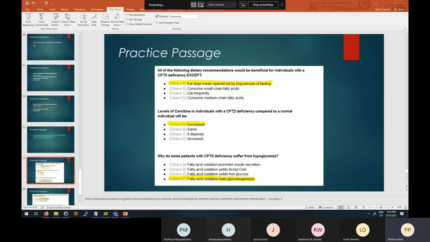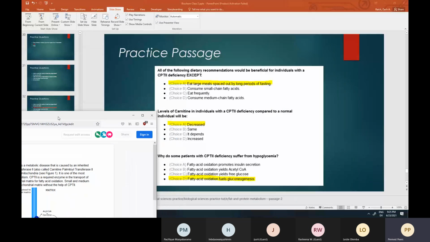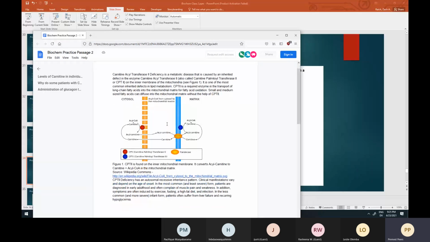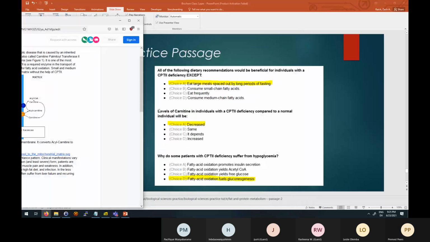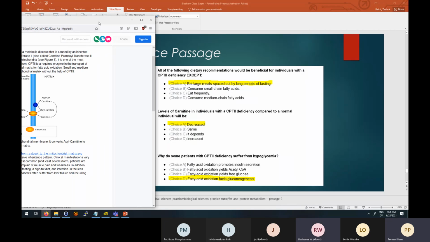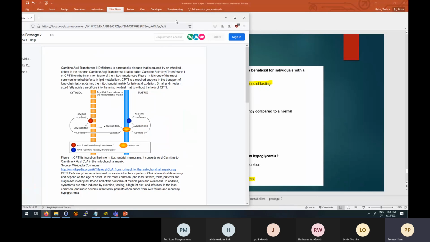So number 1, all the following. Let me pull the passage up. So if we have the CPT2 deficiency, remember we need this to move long chain fatty acids. So often the best strategy with MCAT questions is to just eliminate all the wrong answers. So what will be beneficial? Well, small and medium chain, we're good because it said in the passage that those are transported without CPT2.